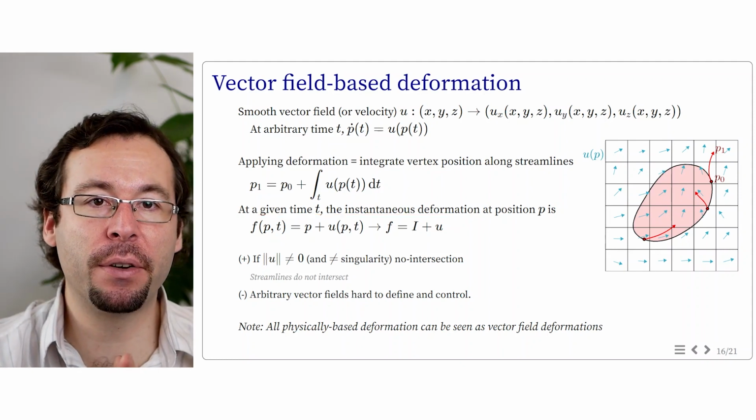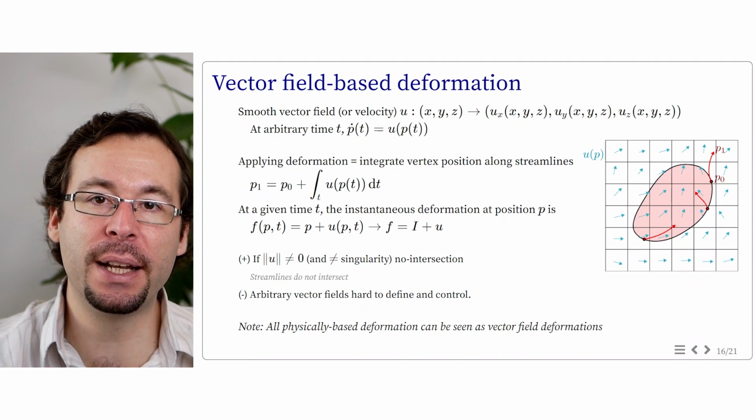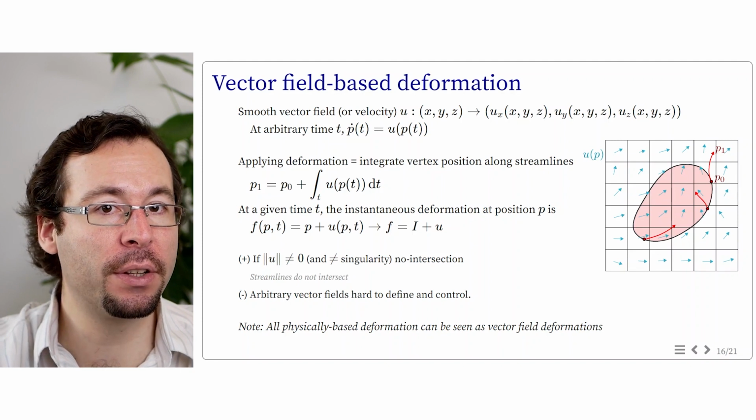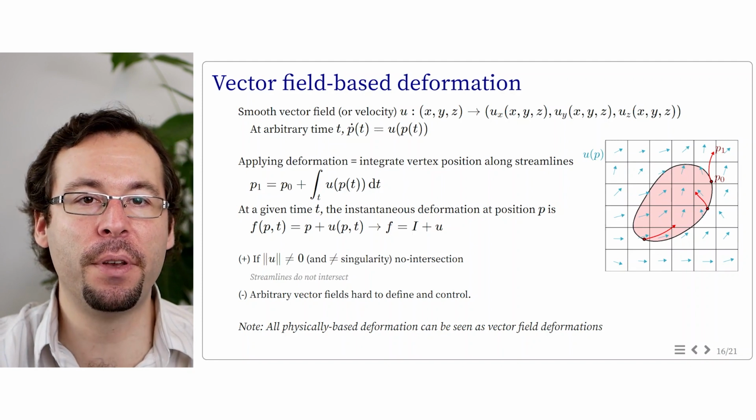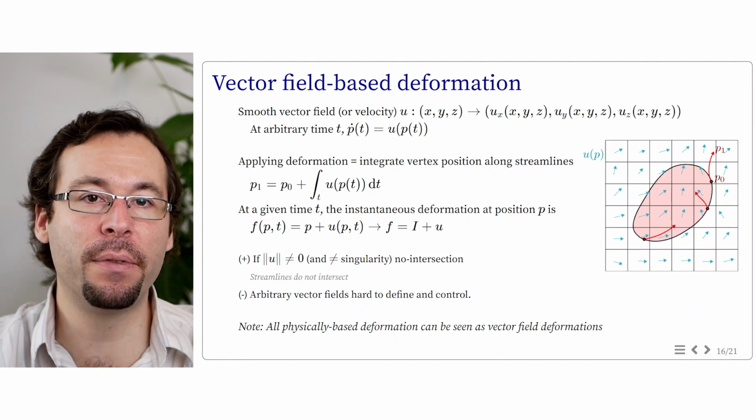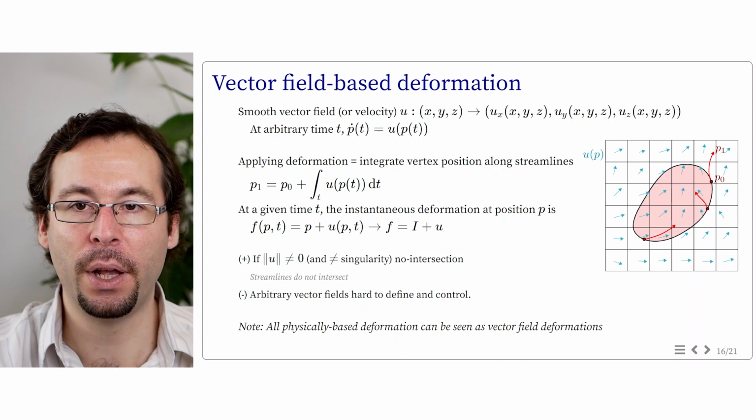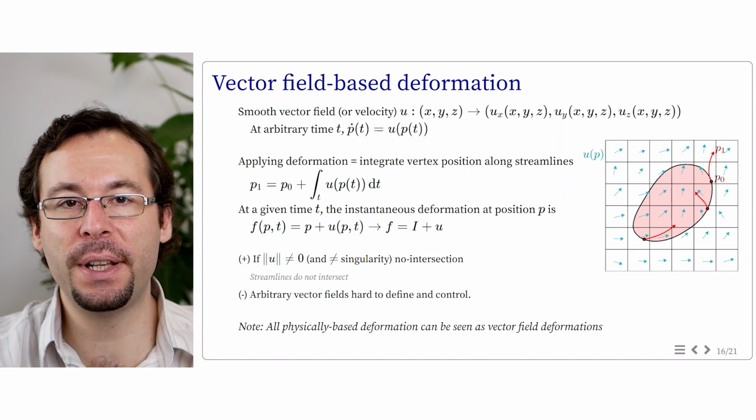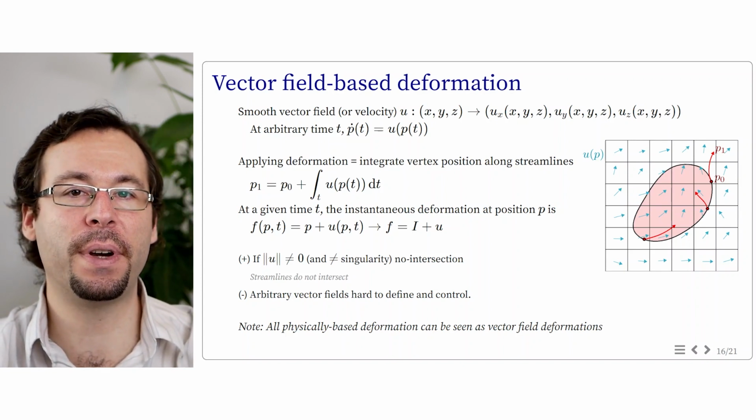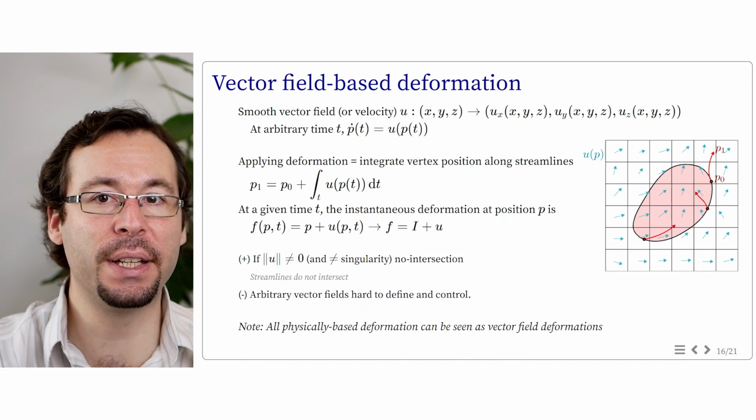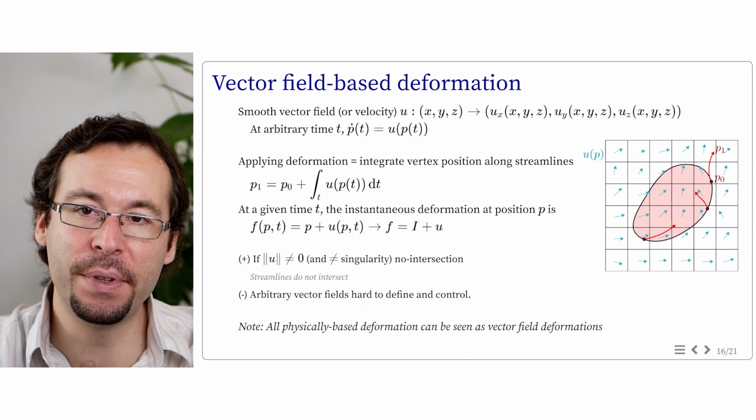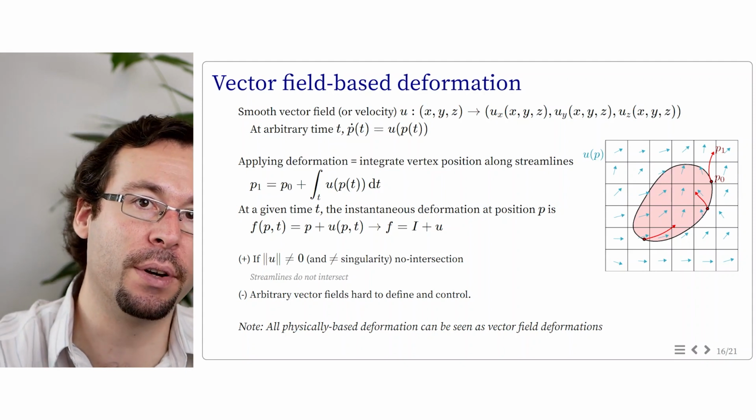One of the nice things with vector fields is that they allow to easily model deformations that do not self-intersect, which is always true for smooth vector fields with a norm of the velocity different from 0 or that doesn't go to infinity, as the streamlines of the fields do not intersect together. The main limitation of the use of vector fields is that they can be hard to define and control. We can, however, note that all physics-based deformations can actually be seen as vector field deformations, and in this case the field is defined from the laws of physics.